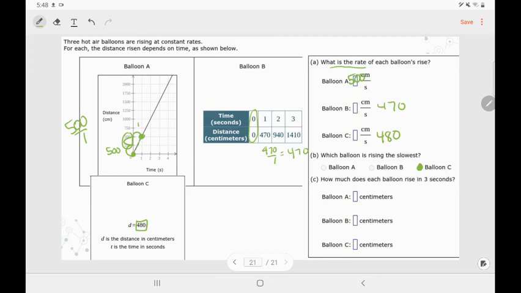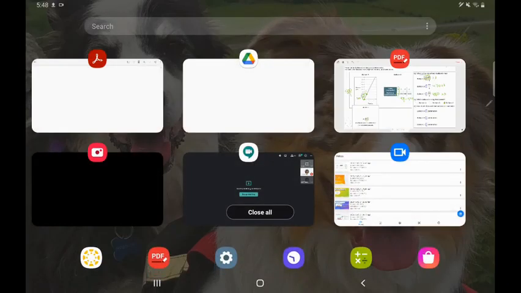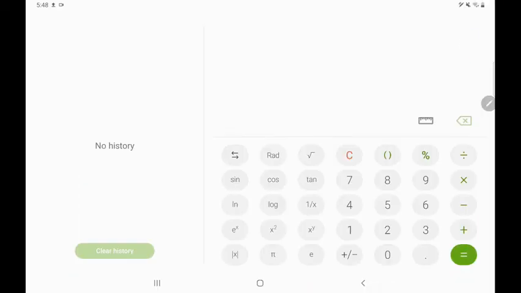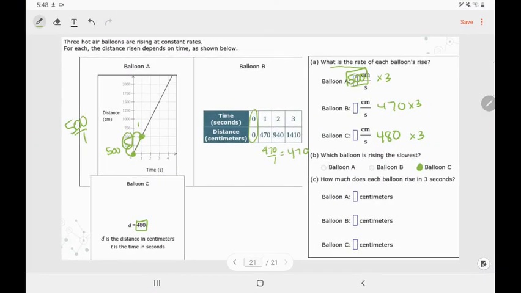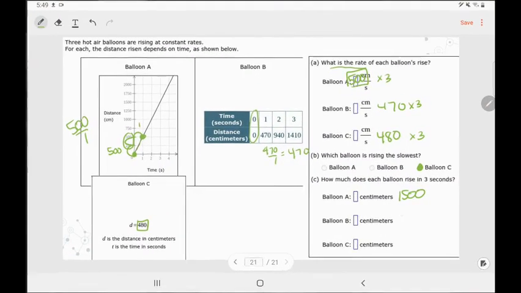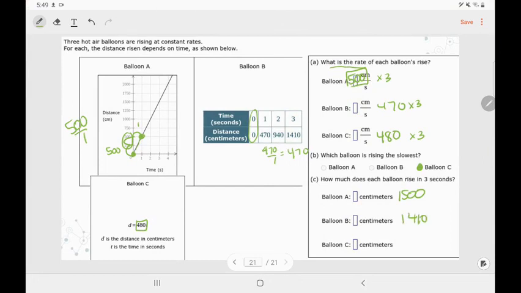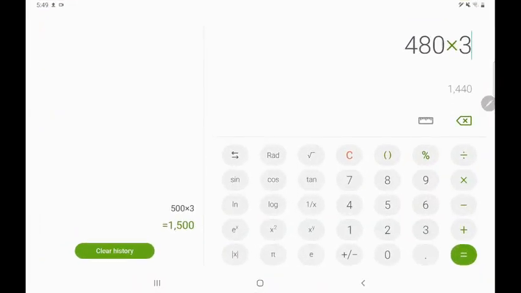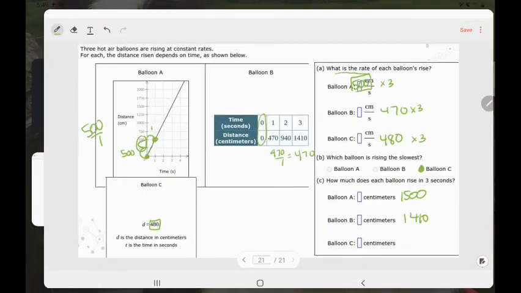How much does each balloon rise in 3 seconds? Well, if this is how much it travels in 1 second, all I need to do is multiply them by 3, and that will tell me how far they travel. So 500 times 3 is 1500. 470 times 3 is 1410. And balloon C is 480 times 3, which is 1440.